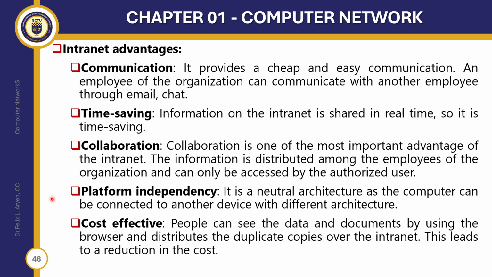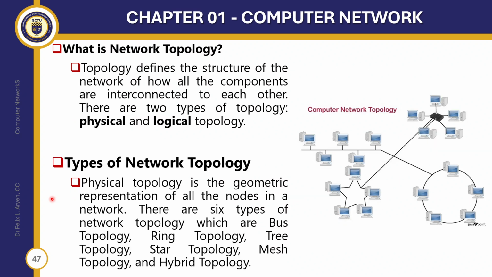Now I want us to delve straight into what we call network topology. The network topology defines the structure of the network, of how all the components are connected to each other. There are two types of topology: the physical and the logical topology. The physical topology is a geometric representation of all the nodes. There are six types of network topology: the bus topology, the ring topology, the tree topology, the star topology, the mesh topology, and the hybrid topology.